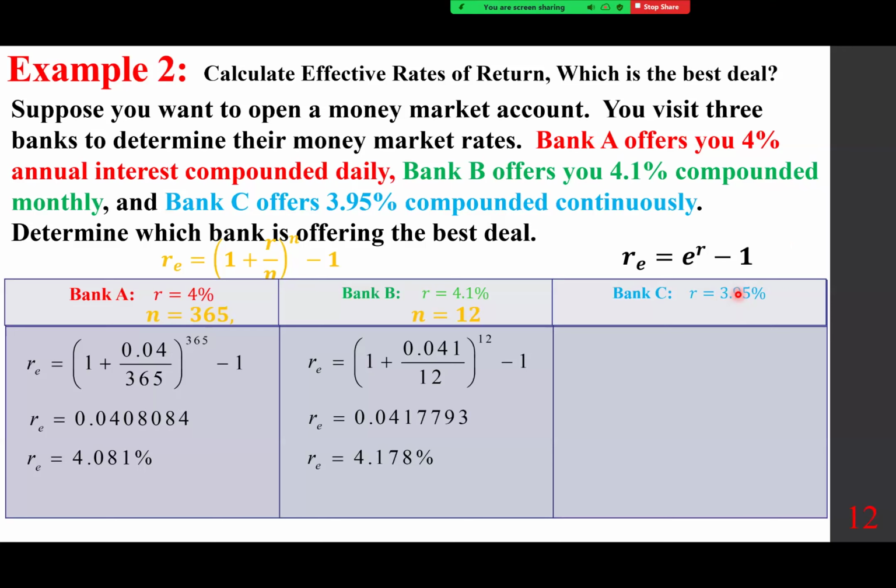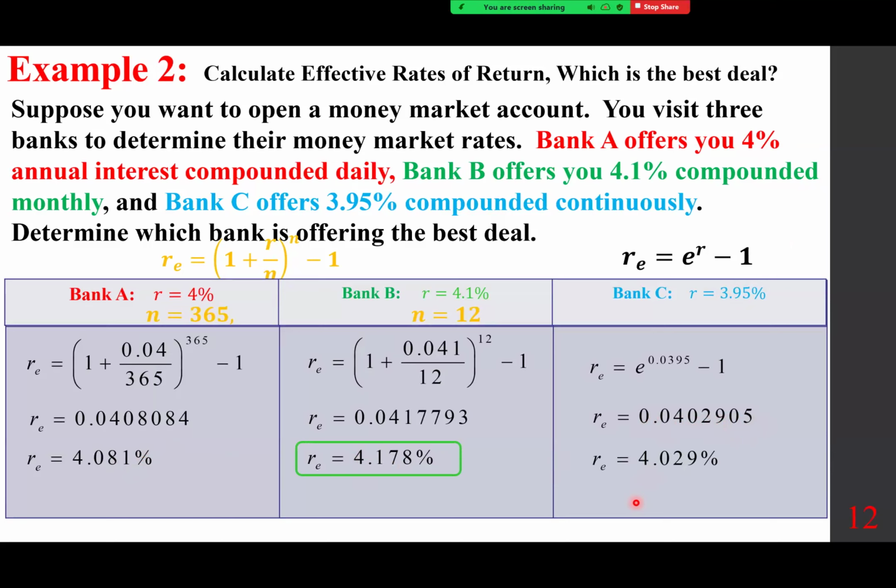In this case, into this formula, we put e to the power of R, that means 0.0395, and subtract 1. Gives you this number. You move the decimal to the right by 2, you get 4.02905%. So if you stop here, next to the 0, it doesn't change. And all you have to do is compare these three numbers. Clearly, this is the largest among the three.